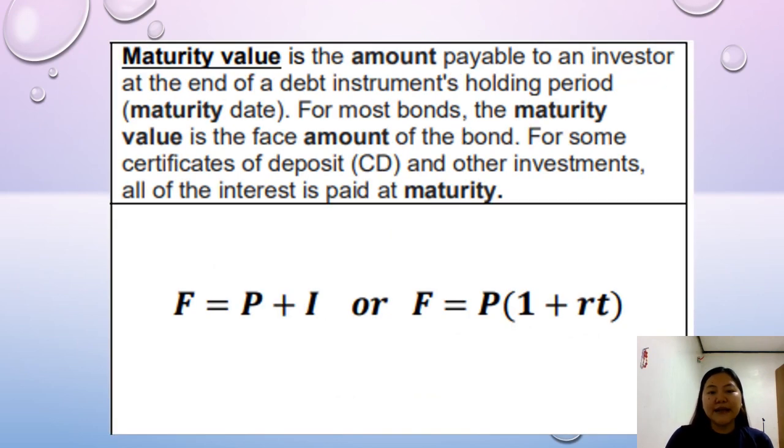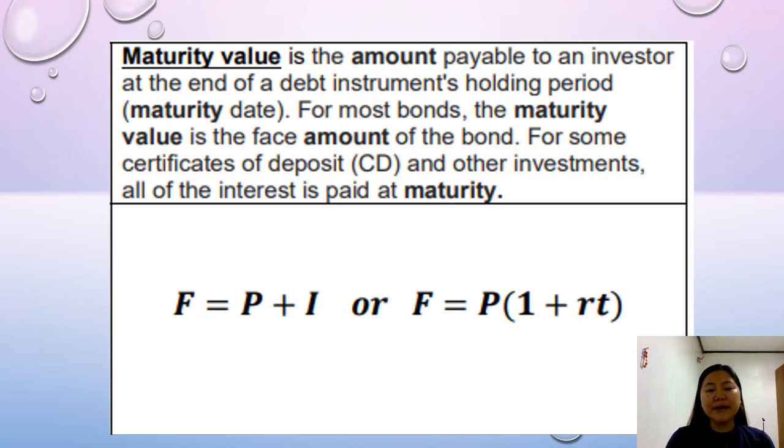Now, what is maturity value? It is the amount payable to an investor at the end of the debt instrument holding period or the maturity date. For most bonds, the maturity value is the face amount of the bond. For some certificates of deposit or CD and other investments, all of the interest is paid at maturity. So, nagkakaroon din tayo ng maturity. Ito na yung mga binabayaran natin. Okay? Ito yung nagkakaroon ng mature.